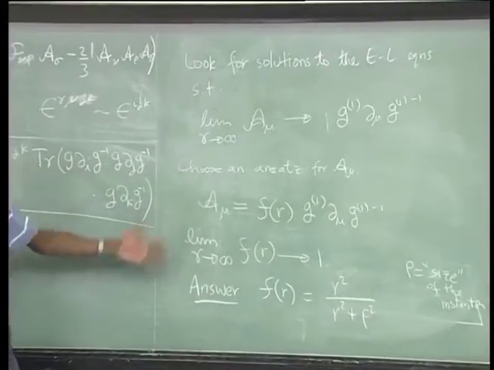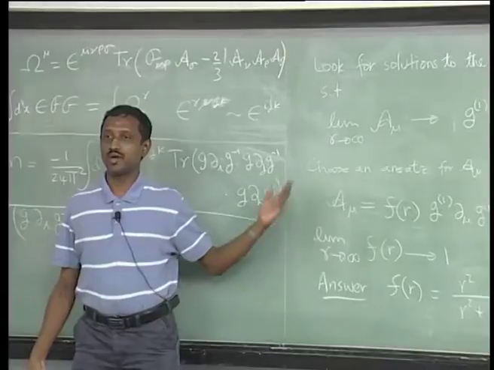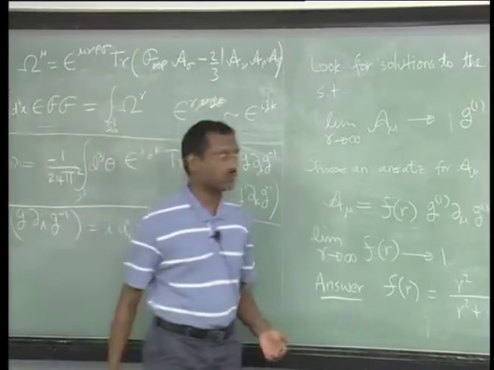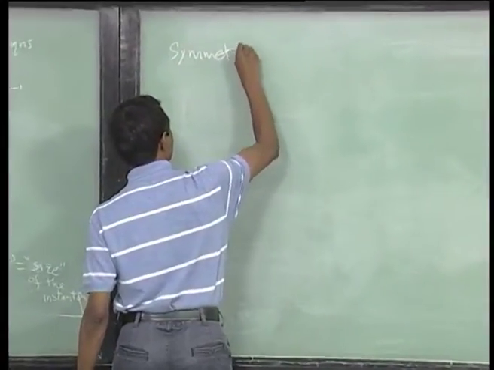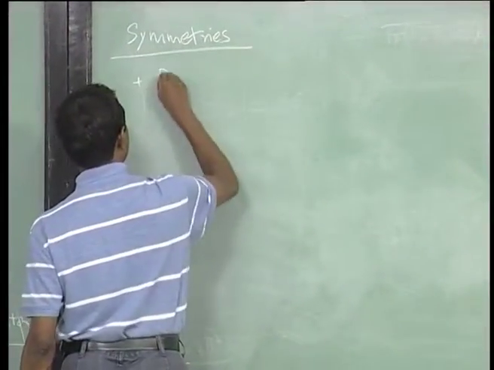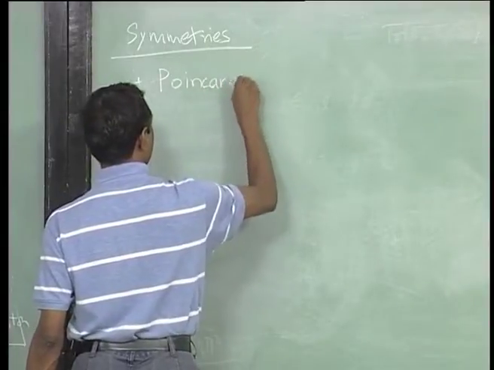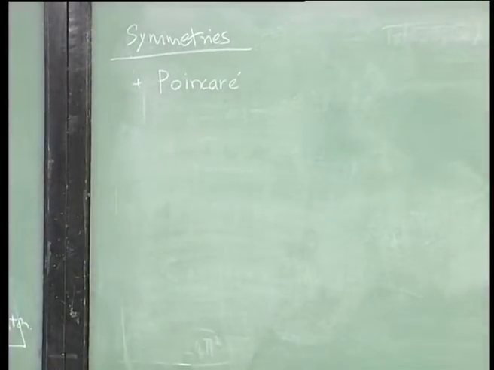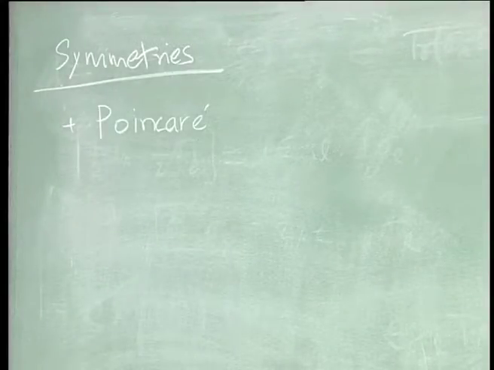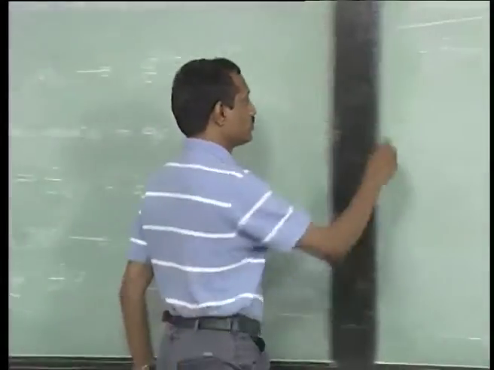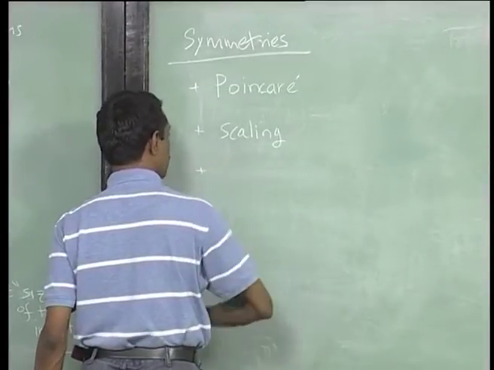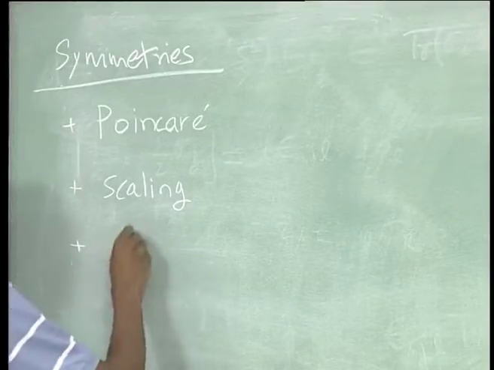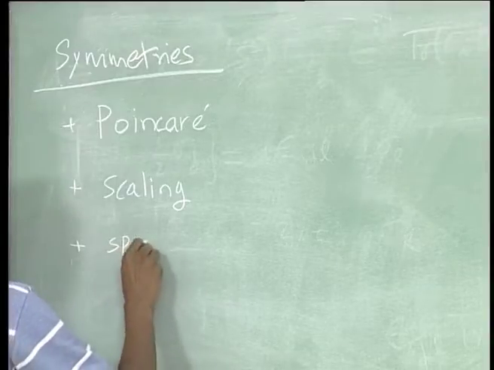The question to ask is, what happens if you consider various symmetries that you have in the theory? What are the symmetries? We have Poincare, but classically Yang-Mills has an extra symmetry, which is scaling and conformal. We have already seen some of that. So there is also scaling, and also what is called special conformal.